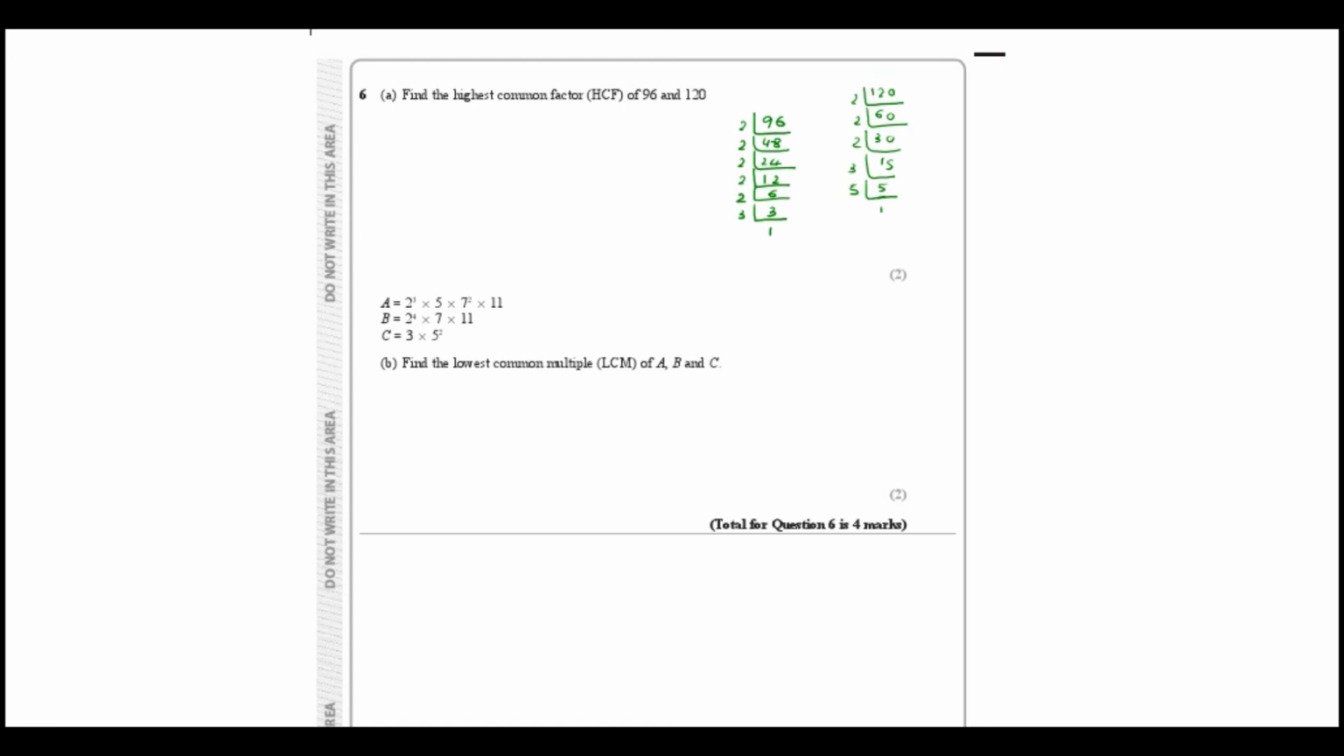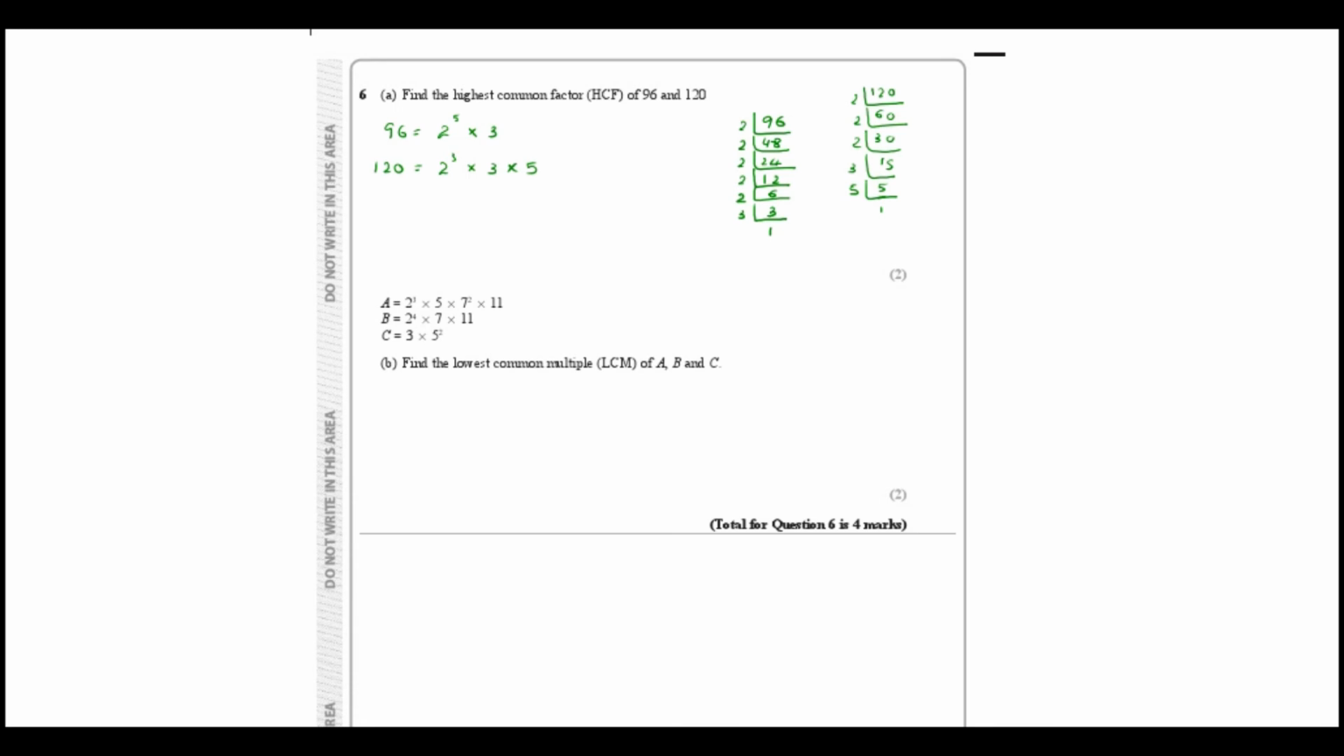So 96 can be written as we have here 1, 2, 3, 4, 5 2s, so 2 to the power 5 into 3. 120 can be written as we have 1, 2, 3 2s, so 2 to the power 3, into a 3, and there's another 5. So these are the products of prime numbers for each of the numbers 96 and 120.